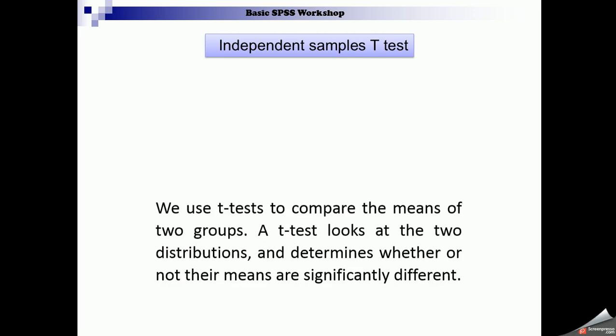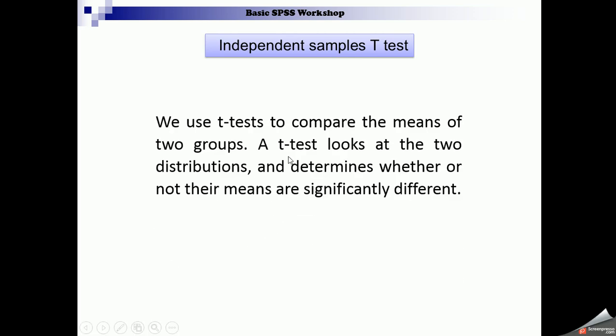Hello everyone, today we are talking about the independent samples t-test. This test is used when we have two groups or two samples and we want to check the means for the two groups. So we use a t-test to compare the means of two groups. A t-test looks at the two distributions and determines whether or not their means are significantly different, so it focuses on the means.